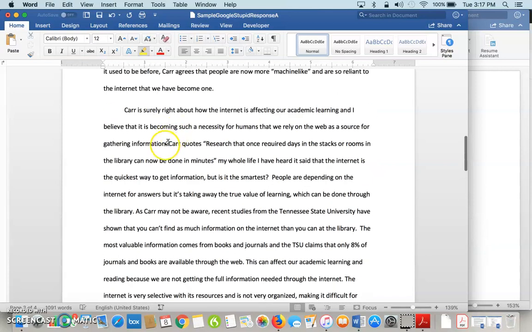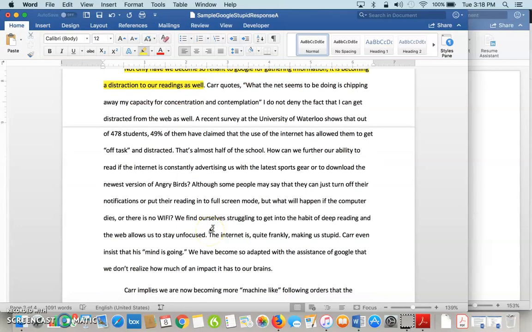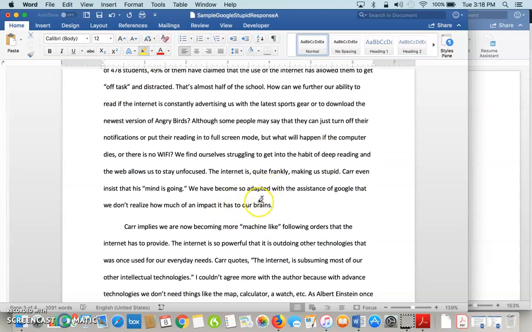We'll take a look at this line up here. So this is the topic sentence. It refers to Carr. It refers to the point in the thesis. We'll talk a little bit more about that when we get to the paragraphs. Then down here we have a next topic sentence. Notice this is another point. So it has this, not only have we, so that's a nice transition. We did that other thing, but also it's become a distraction. This is a very strong topic sentence. It's really well done.